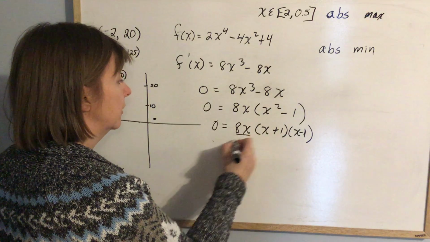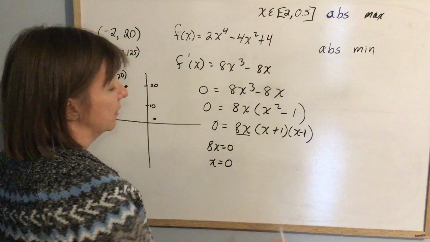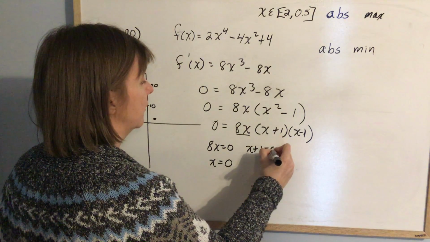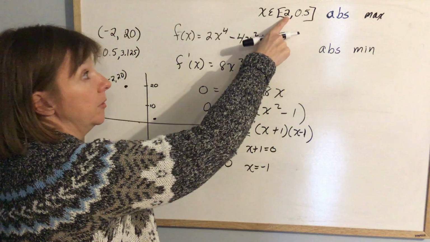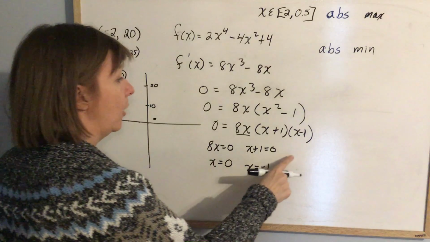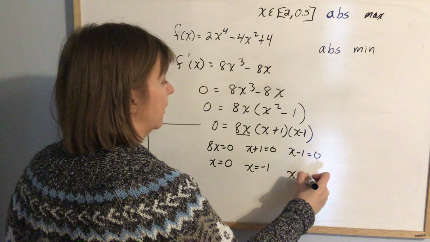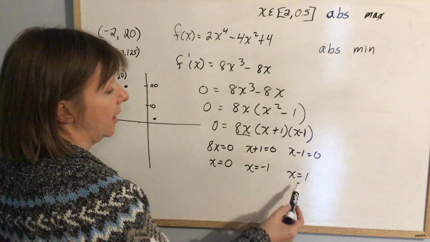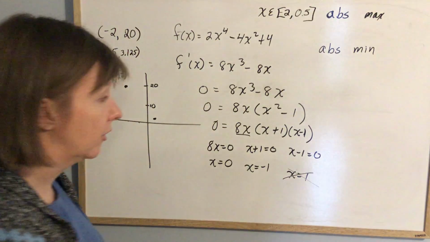So either the 8x portion is equal to 0, which means x is 0, or x plus 1 is equal to 0, so x is -1, which it could be because that falls in here, or x minus 1 is 0, which means x is +1. But I can ignore that because it says this graph stops at a half. It doesn't go all the way to 1. So I don't even have to pay attention to that.